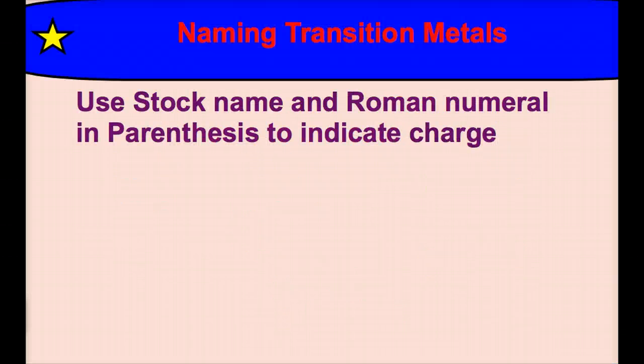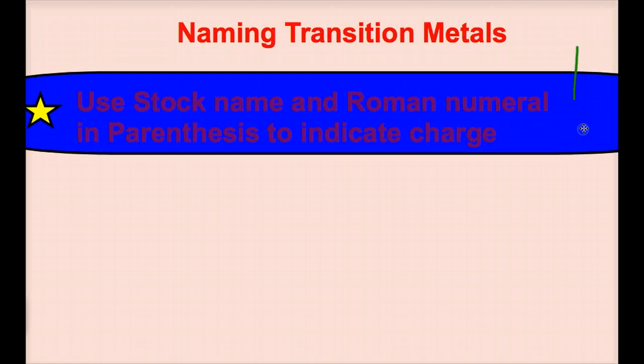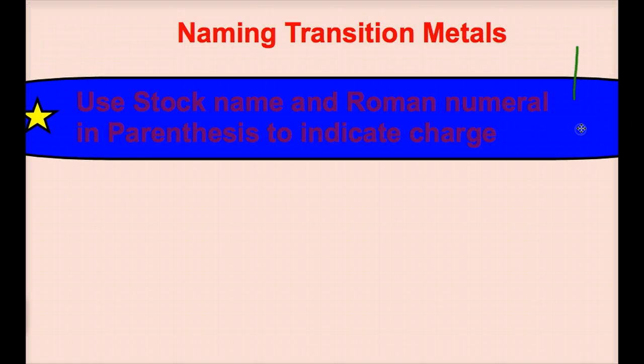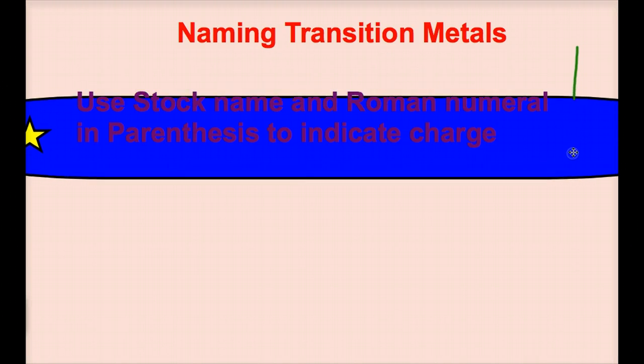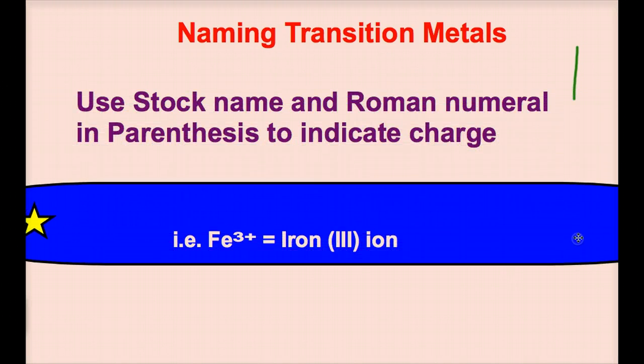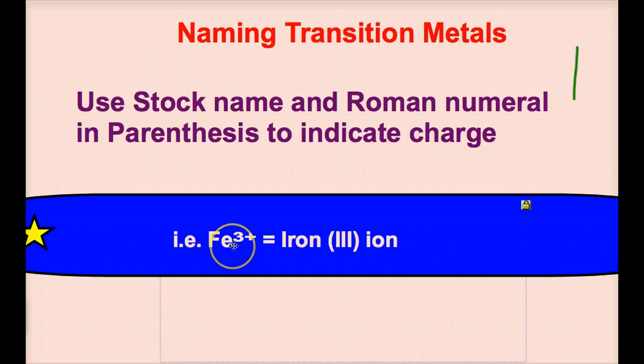Alright, so let's take a look at how we name our transition metals. The first thing is, we use stock name and Roman numerals in parentheses to indicate the charge. So, for example, if I have an Fe3 plus ion, I'm going to call it iron 3 in parentheses ion.